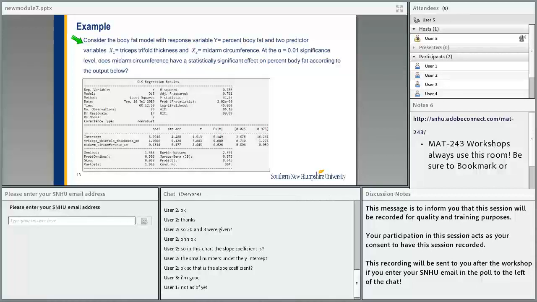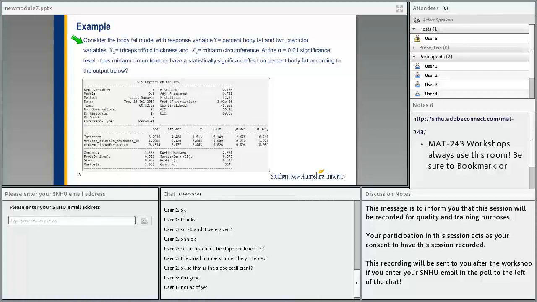So let's look at an example. It's the same example again. We consider the body fat model with response variable y equals % body fat and two predictor variables x1 and x2 at the alpha equals 0.01 significance level. Does the mid-arm circumference have a statistically significant effect on % body fat according to the output below? So here we are specifically testing for the mid-arm circumference. So the predictor variable here is x2. So we are checking if x2 is having an effect on the value of y.